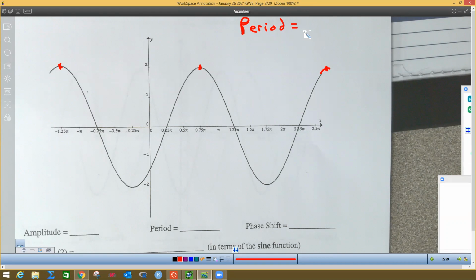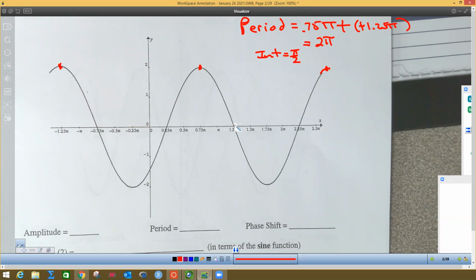So I got 0.75 pi minus a negative 1.25 pi. What's minus a negative give me? Plus a positive. Anybody know what 0.75 plus 1.25 is? 2 pi. There's my period. So I have a period of 2 pi. Okay? So that means my intervals are going to be 2 pi divided by 4, which is pi over 2.